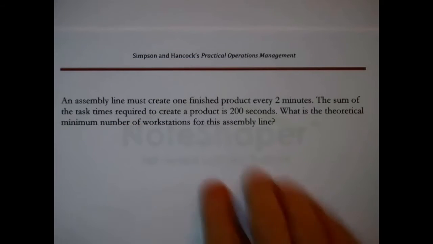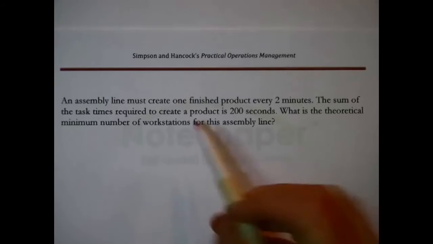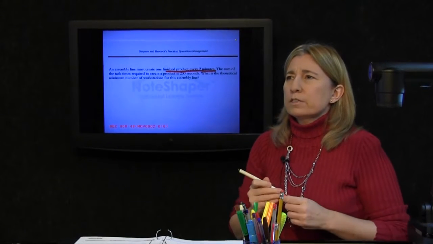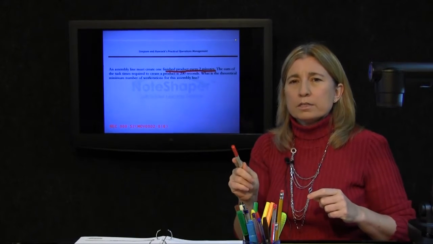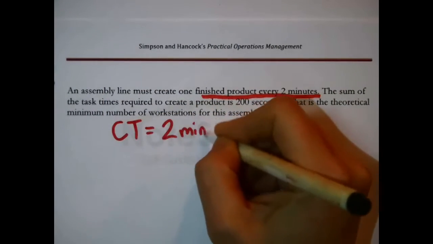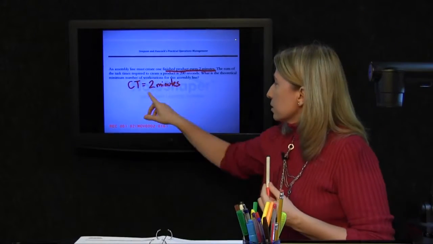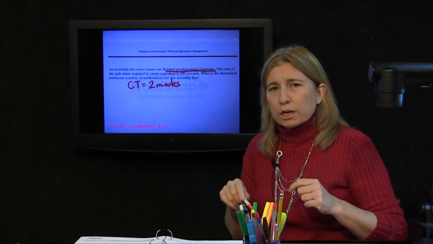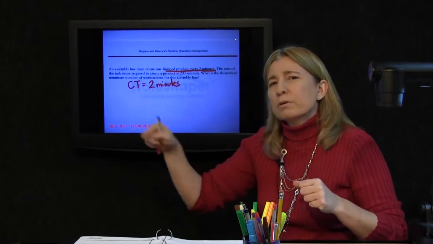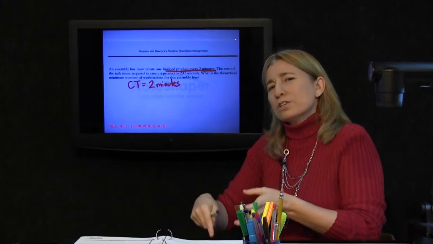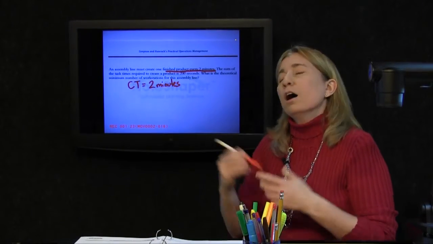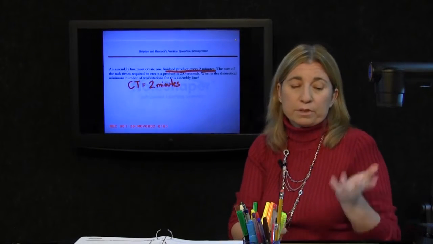An assembly line must create one finished product every 2 minutes. First off, that is a useful piece of information because we remember that if an assembly line is finishing one product every 2 minutes, that means its cycle time is 2 minutes. Cycle time is both the budget of time that each workstation has to work on whatever it was given, and as a result, it is simultaneously the output rate of the production line, because think of the last workstation. If the last workstation is finishing up every 2 minutes, then a finished product is being created every 2 minutes. So that's how we know that the cycle time here is 2 minutes.